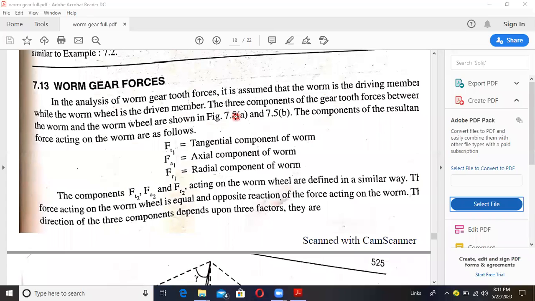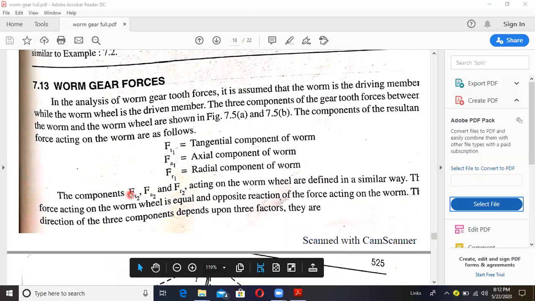Now on this worm or the worm gear, three types of forces are acting. One is the tangential component of the worm, another one is the axial component of the worm, and the radial component of the worm. So here Ft is nothing but tangential force, Fa is nothing but axial force, Fr is nothing but radial force. Here 1 represents the forces acting on the worm. Always, for the worm we represent by 1.